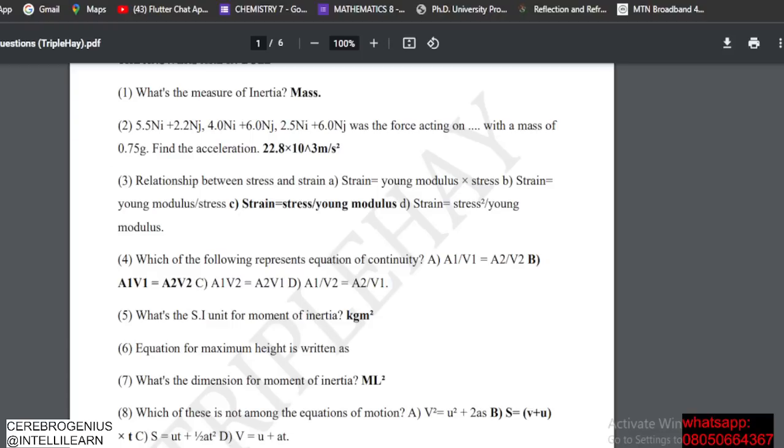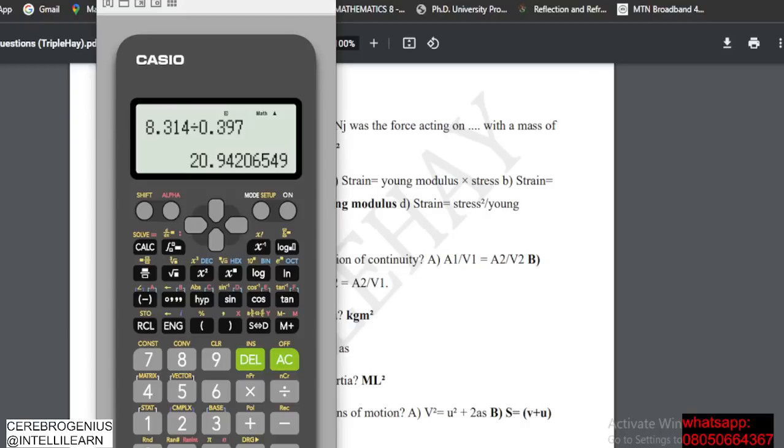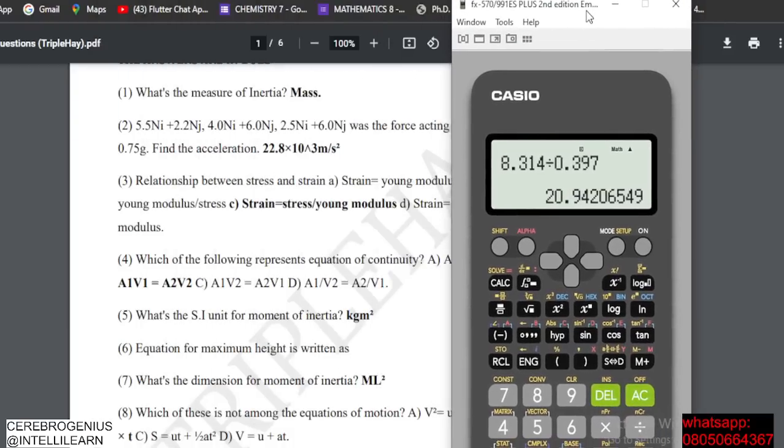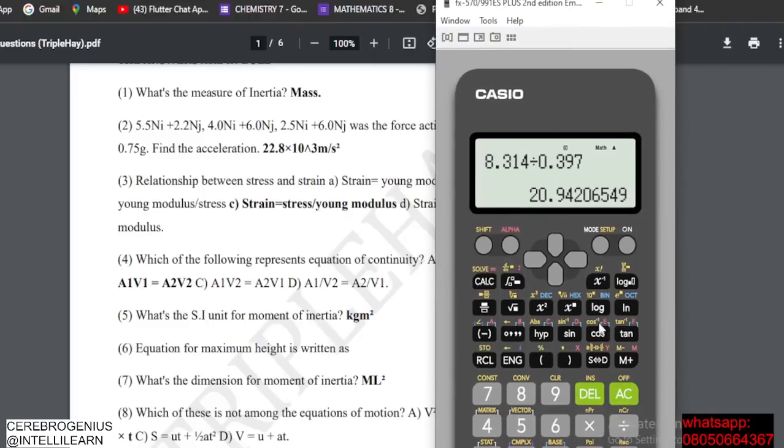So the first question says, what's the measure of inertia? This is correct. Measure of inertia is mass. The second question, we have this force acting on a body with a mass of 0.75 grams. Find the acceleration. How do we go about this?